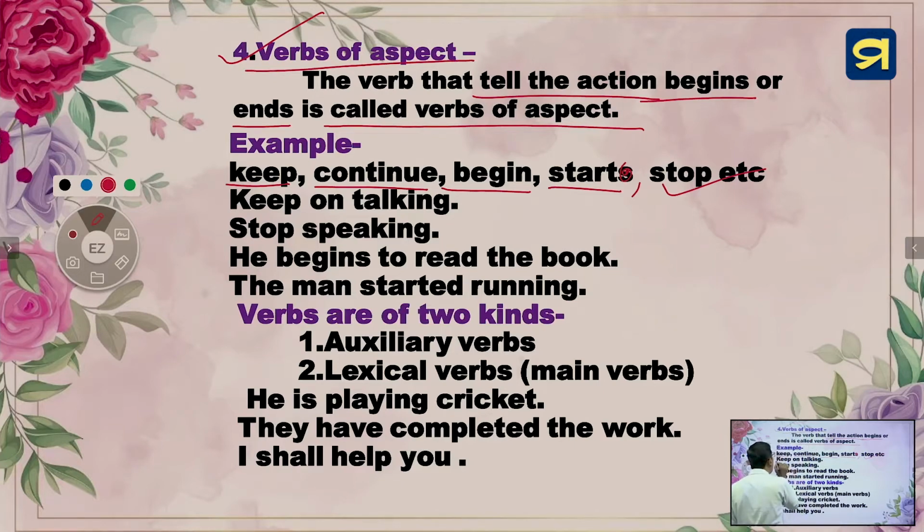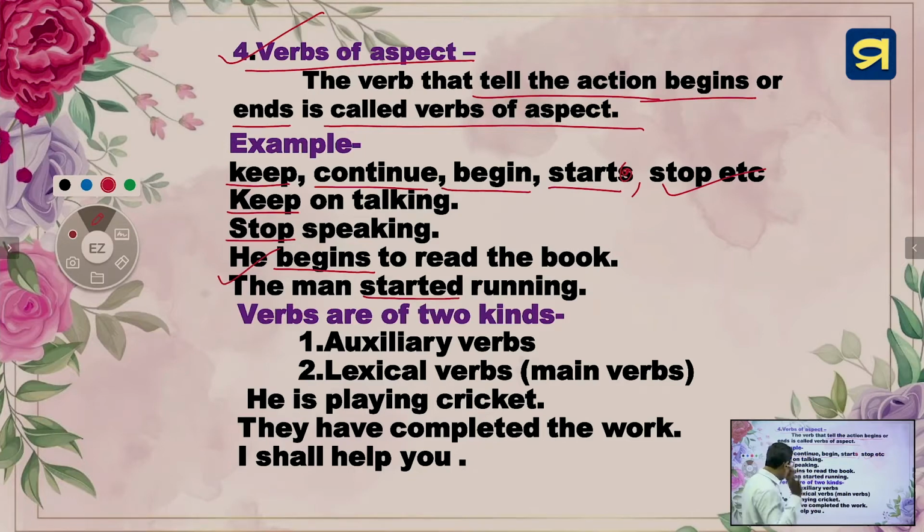Now we are going to take some examples. Keep on talking, the verb keep. Stop speaking, the verb stop. He begins to read the book, begins. These verbs are called verbs of aspect because these verbs tell the action either to begin or to end. The man started running. Here, started.